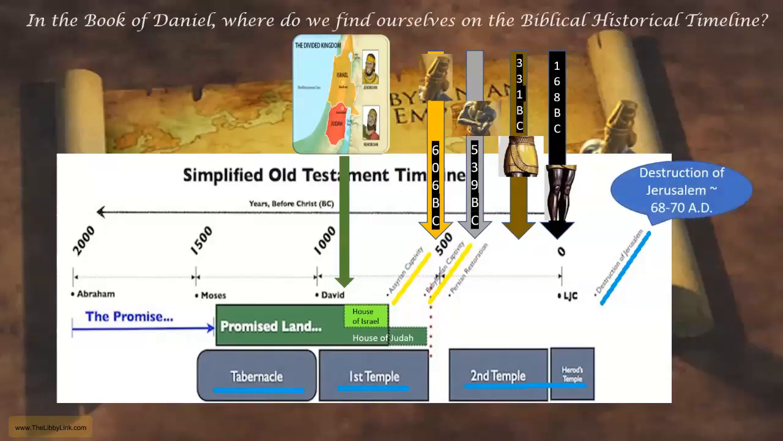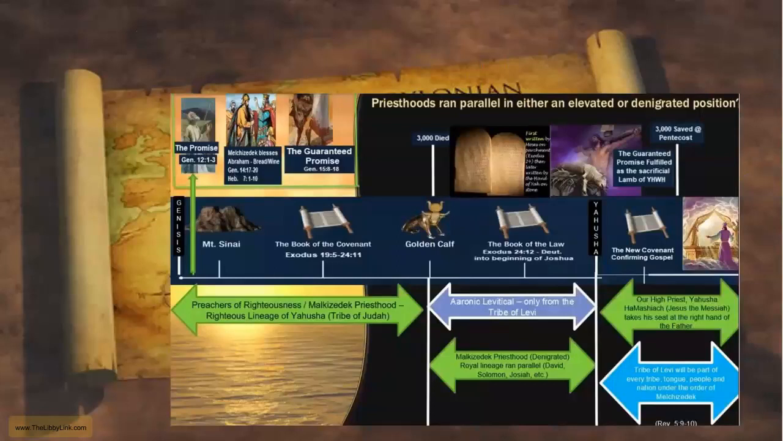And then we do know the destruction of Jerusalem in 68 to 70 AD. So keep that in mind, because we see how quickly they followed one another, and we see that Yahushua was born under the Iron Kingdom of Rome. Now, this is a sample of a timeline I put together, and it helps explain the Melchizedek priesthood.